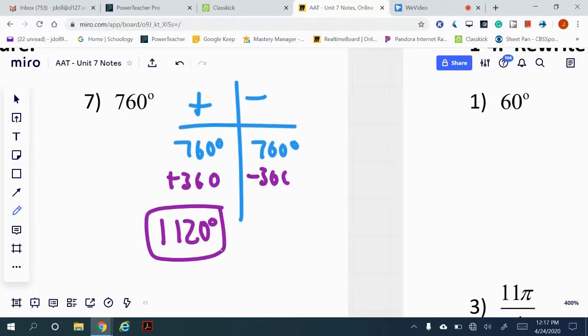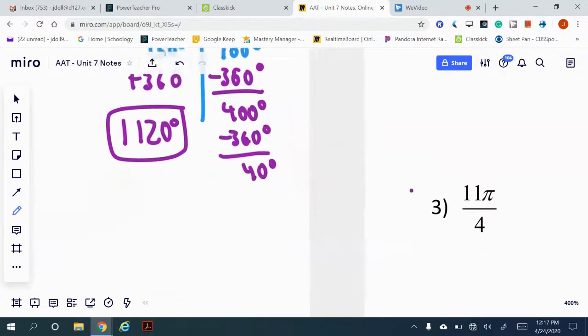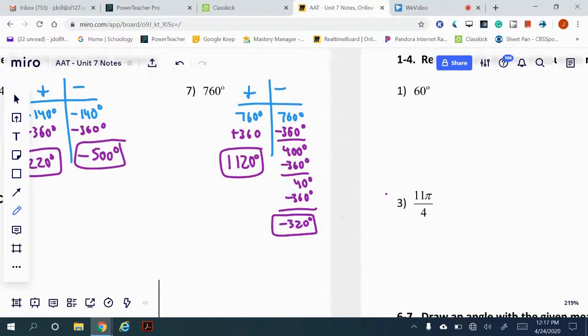But notice if I subtract 360, that doesn't get me there. Subtracting 360 gets me 400 degrees. Well, that's definitely a coterminal angle, but it's still positive, and I want a negative one. So let's subtract 360 again. Well, that gets me 40. Still not negative. It's coterminal, but it's not negative. So I'm going to subtract 360 one more time, and now I get negative 320, and that is my negative coterminal angle. So sometimes, algebraically and graphically, you're going to have to rotate or subtract or add 360 multiple times if you're trying to change the sign of the angle measure that you're starting with.